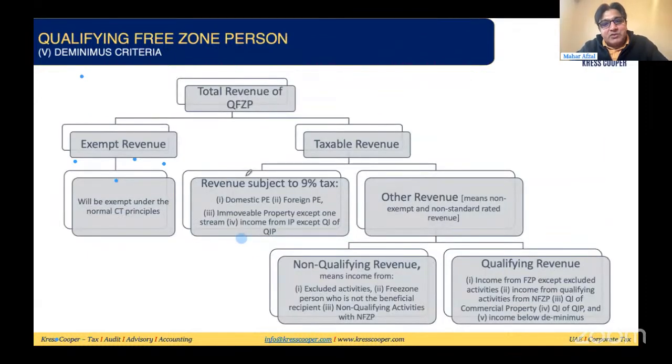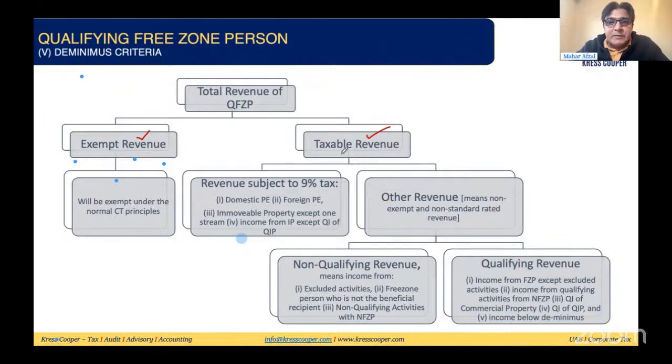So this slide is very, very important. Whenever you are addressing the questions given in the UAE corporate tax return, you need to have a thorough understanding about the classification of revenue. For a qualifying free zone person, the revenue can be classified into exempt income or taxable income. Exempt income, we have already discussed so many times. What is exempt income? It can be dividend or income derived from the participation exemption.